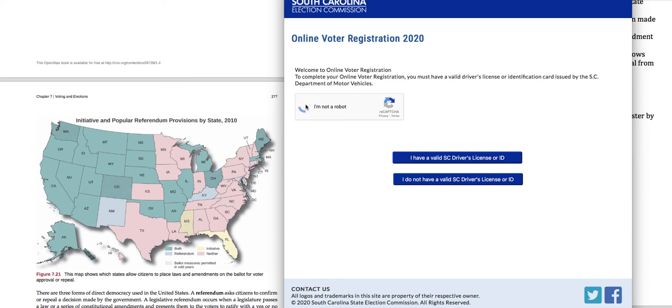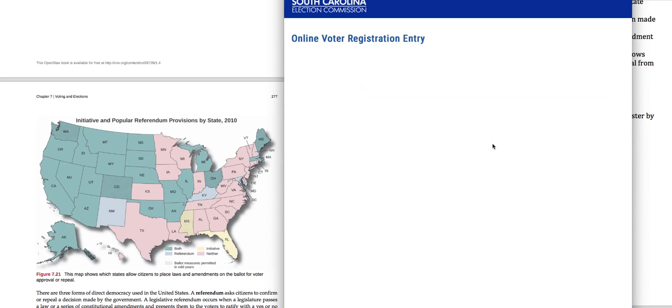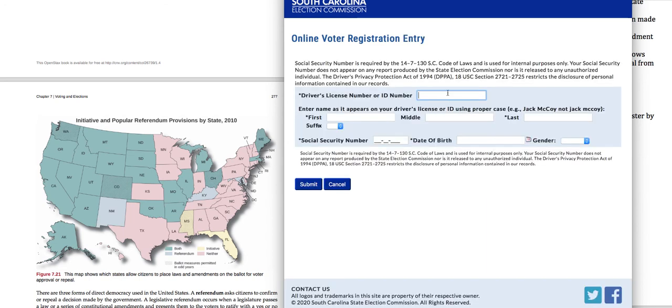So guess what? I'm not a robot. Online voter registration. I have a valid South Carolina license or ID. I do not. They give you different options. You can actually provide a utility bill. Look at this. ID number, first, middle, last. Social security number, date of birth, gender. Even give you the option on gender. You can hit submit, and they're going to mail you your voter registration. All right? No excuses, man.